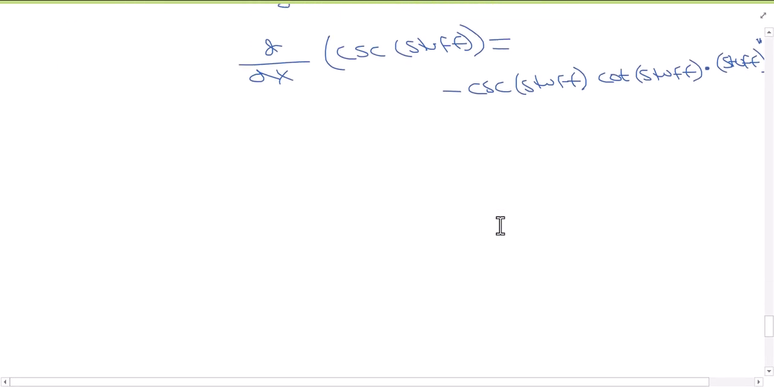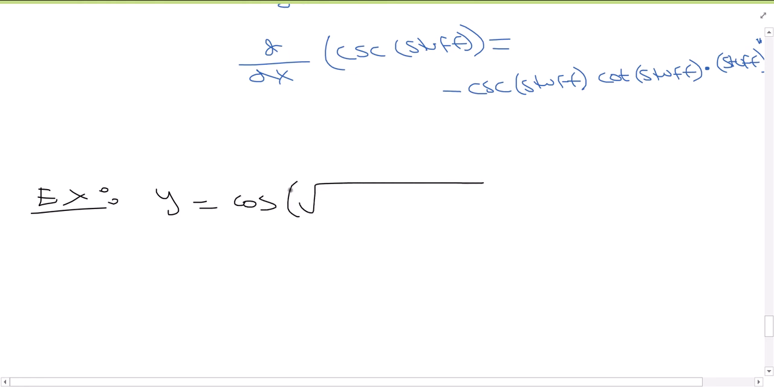Now, in identifying how many functions are being composed, let's try this example. Say I have y equals cosine of the cube root of sine of tangent of 3x squared plus 1.